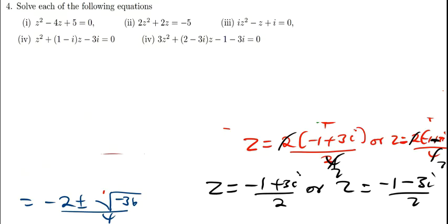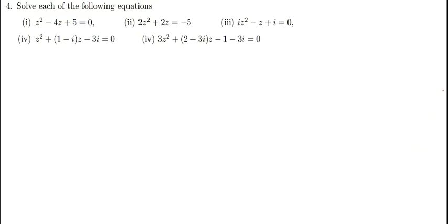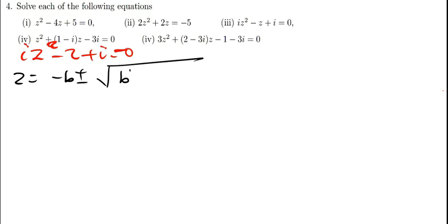Now we move to further quadratic equations involving complex numbers. We go to part 3. Part 3, we have i z squared minus z plus i is equal to 0. Same thing, we follow the same. So we have z is equal to negative b plus or minus the square root of b squared minus 4ac, divide this by 2a, like that.